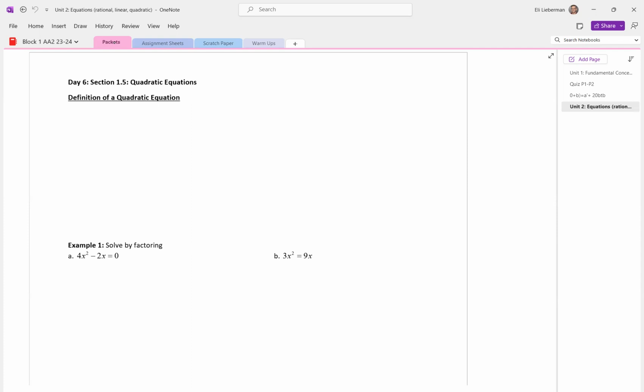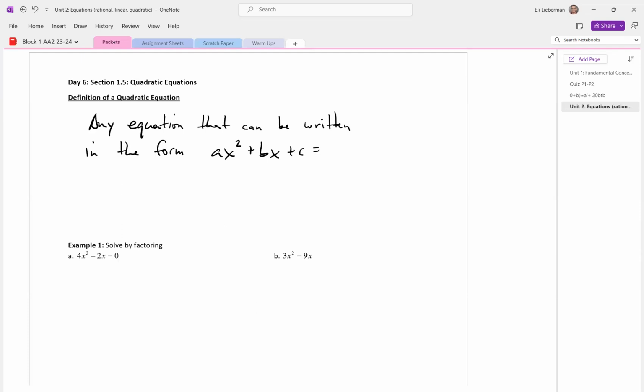So the definition of a quadratic equation: any equation that can be written in the form ax squared plus bx plus c equals 0. It can be written in that form, so a quadratic equation. And most importantly, a cannot equal 0. If it did equal 0, what kind of equation would we have? It would be linear. I don't want any exponent.